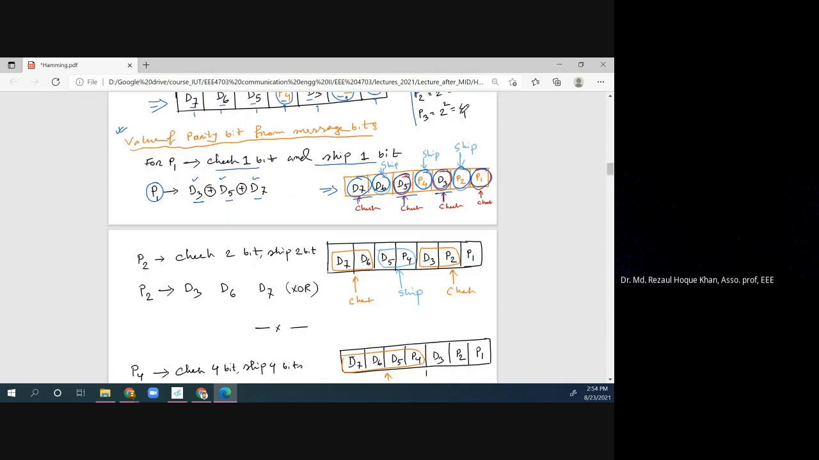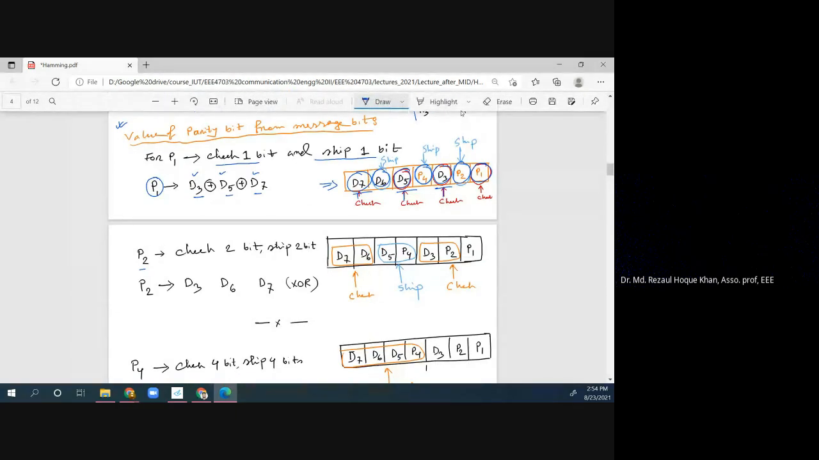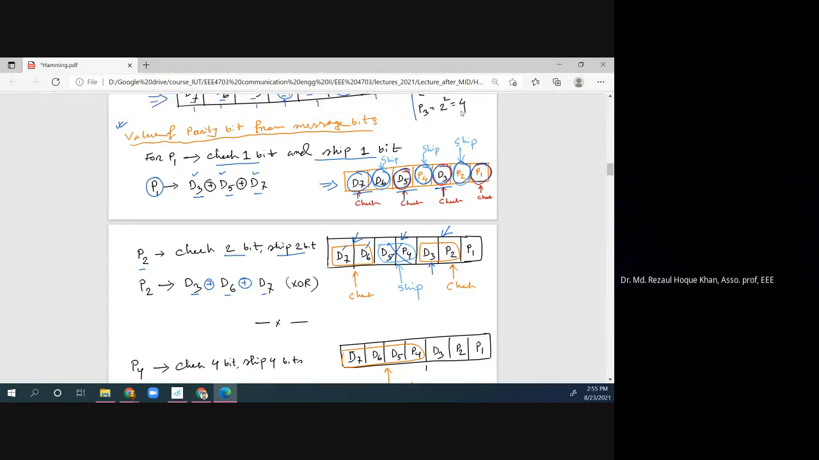Same thing for P2. For P2, what happens? Check 2 bits, skip 2 bits, check 2 bits. So if you check 2 bits, who comes? D3 comes, D5 is skipped, so you don't have to consider it. Then D6, D7. You see D3, D6, and D7 will be XORed, and you can find P2.